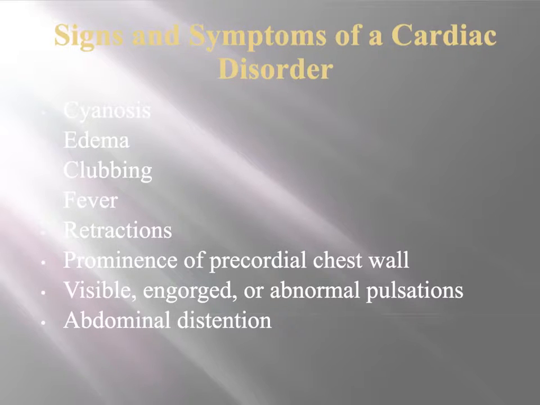Fever, retractions, that shows that there's working of breathing and they're having trouble. The prominence of the precordial chest wall: if that heart is beating really fast and really hard, you could see it on their chest wall in the movements. Visible engorged veins or abdominal pulsations as well. Also, signs of the precordial chest wall could be signs that that heart is enlarged.